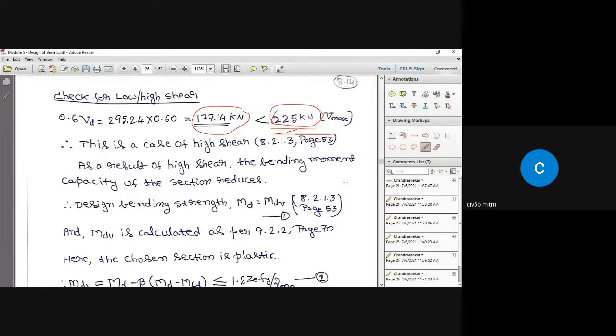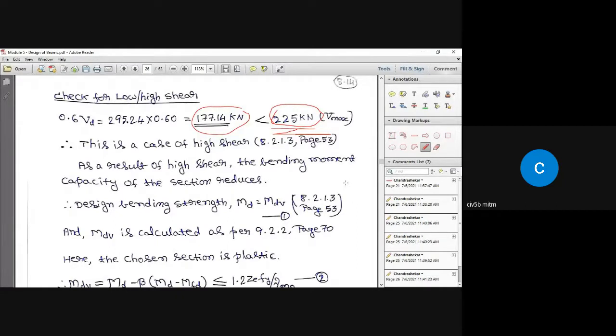Again, if you go to page number 70, under 9.2.2, when the factored value of the applied shear force, that is the Vmax value, is high, that exceeds the limit specified in 9.2.1, that is 0.6 Vd, the factored moment of the section should be less than the moment capacity of the section under higher shear force, calculated as given below. Okay, that's what the code says. So if it is a case of high shear, we have to use a different set of formulas.